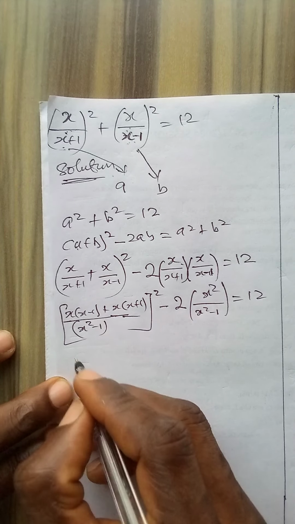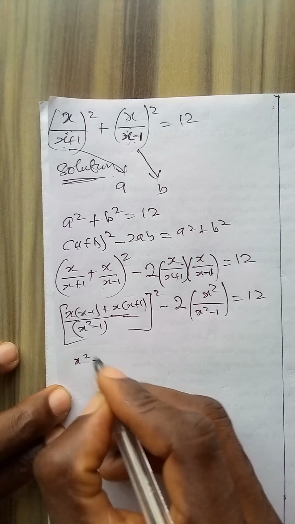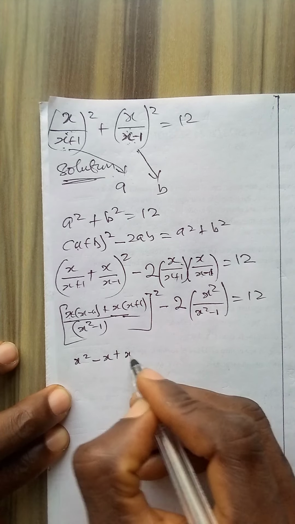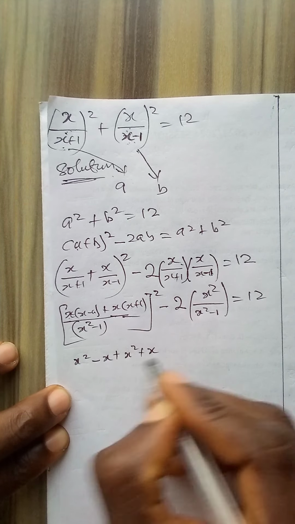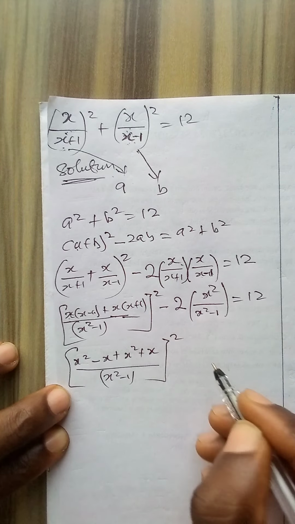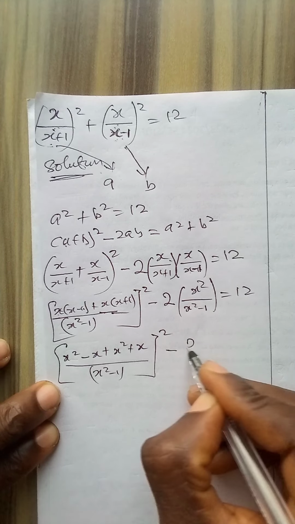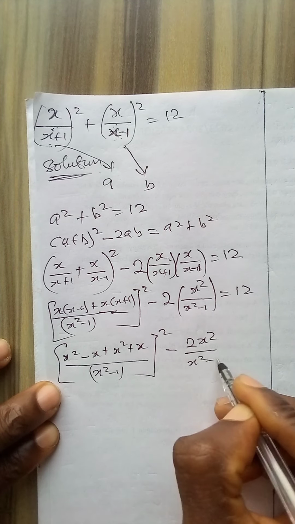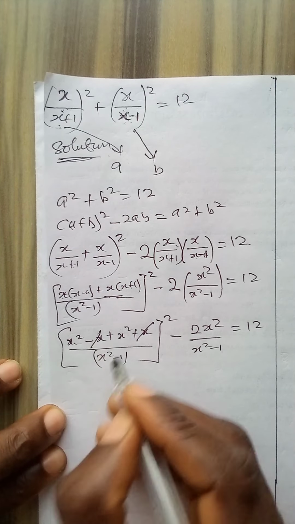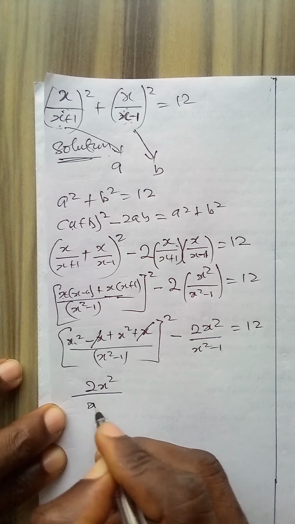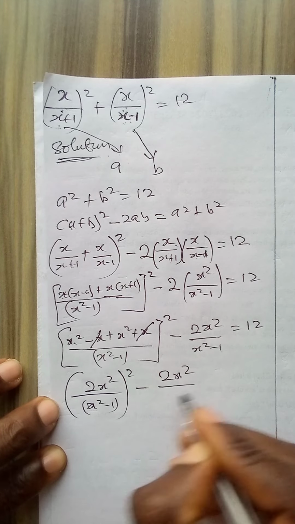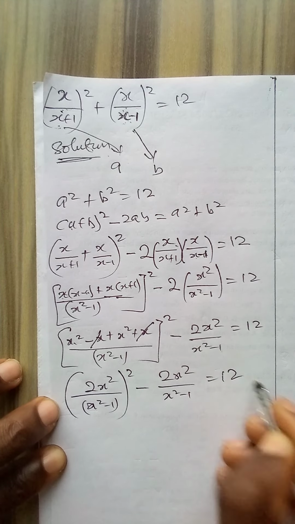If we open this bracket, we have x squared, this times this, minus x plus x times x is x squared, then plus x, all over x squared minus 1. Let's remember all of them is raised to power 2. Then minus 2x squared over x squared minus 1 is equal to 12. This and this will cancel out. This and this will give us (2x squared over x squared minus 1), all raised to power 2, minus 2x squared over x squared minus 1 equals 12.